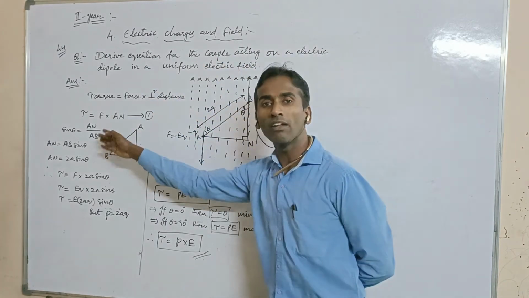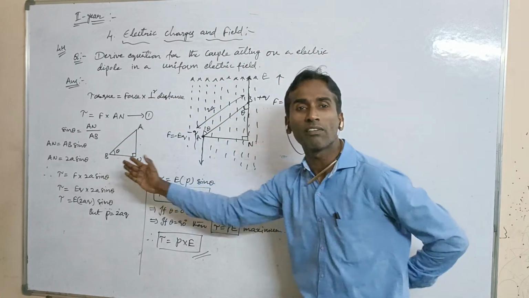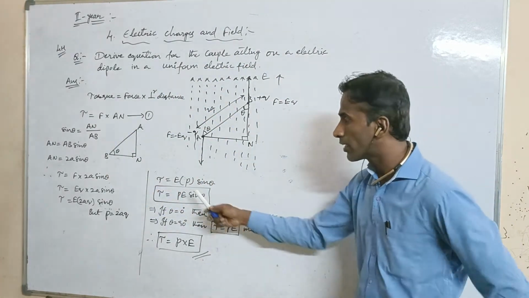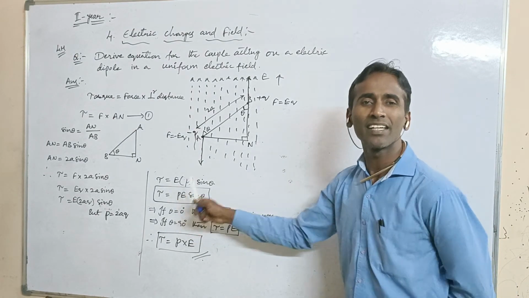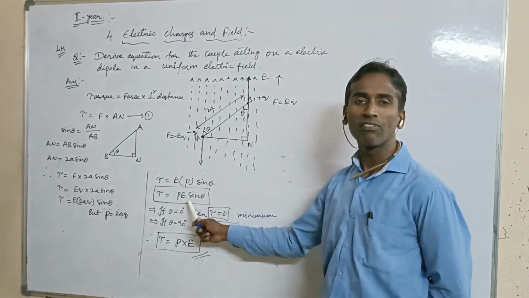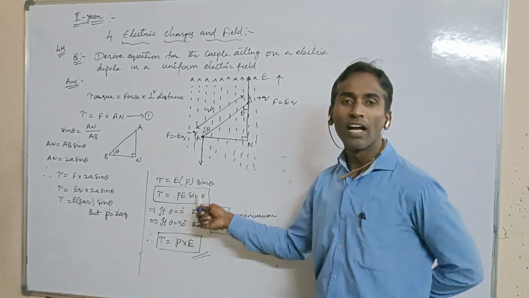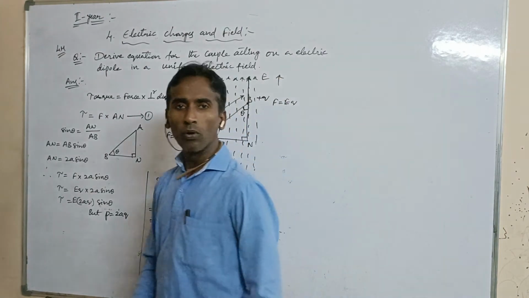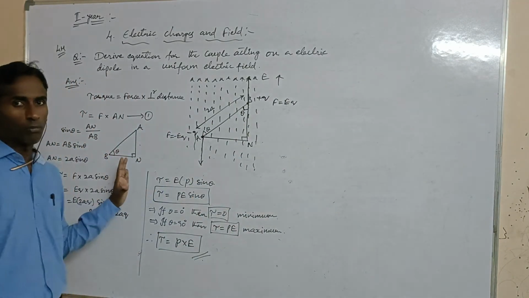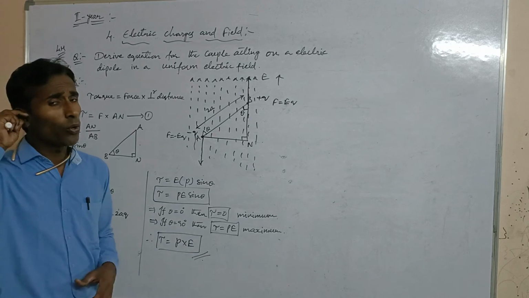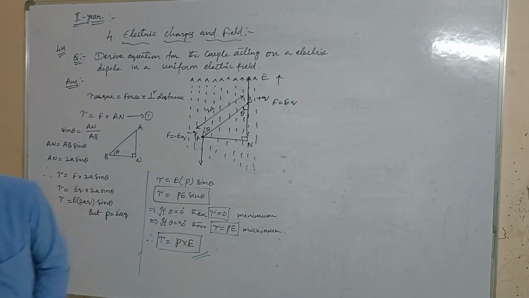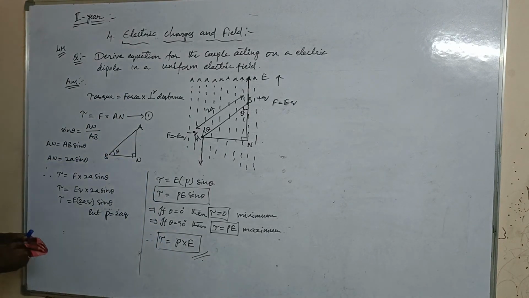Now we have to derive this equation. Completely we will get tau is equal to PE sin theta, where P is the dipole moment, E is the intensity of the electric field, and theta is the angle between them. This is the required formula. I hope you all understand. Okay, sir. Now we have another topic.